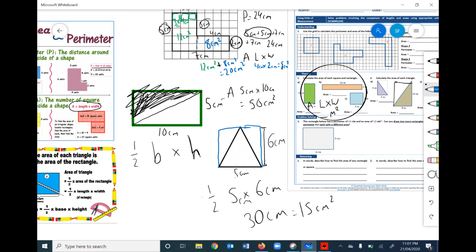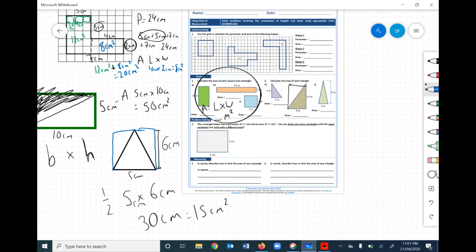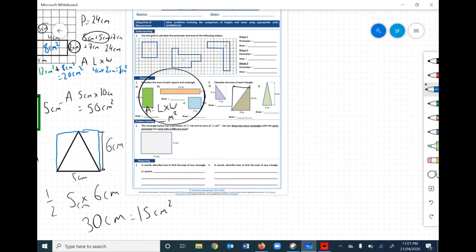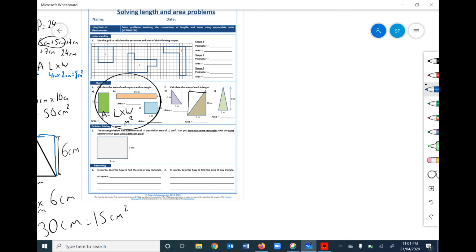Now the last one of our problem solving here, which is the next section, says: the rectangle below has a perimeter of 14 centimeters and an area of 12 centimeters squared. Can you draw 2 more rectangles with the same perimeter but each with different areas? So we're going to be looking for 14 centimeters. I'm going to draw this one here and see if it helps out.